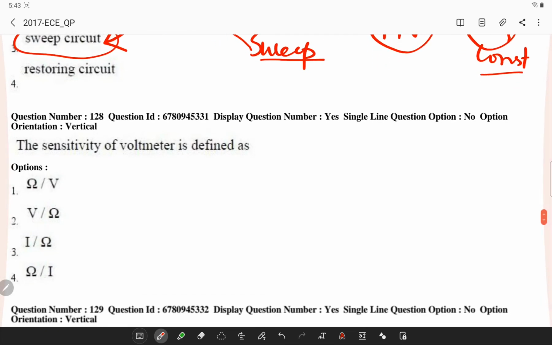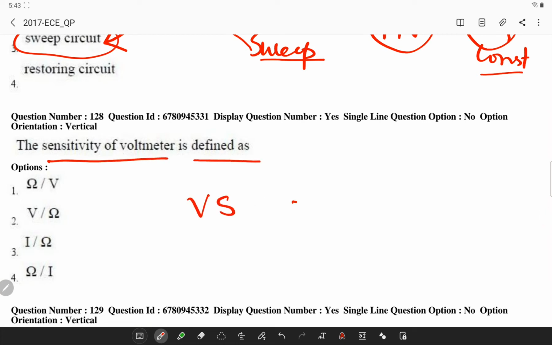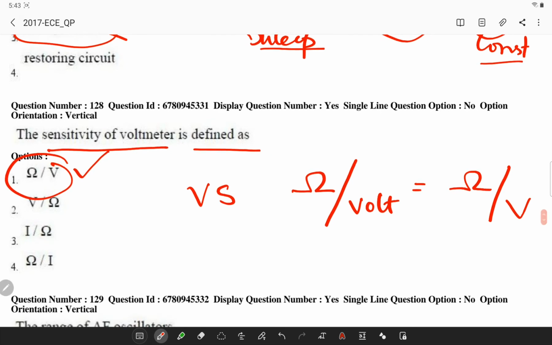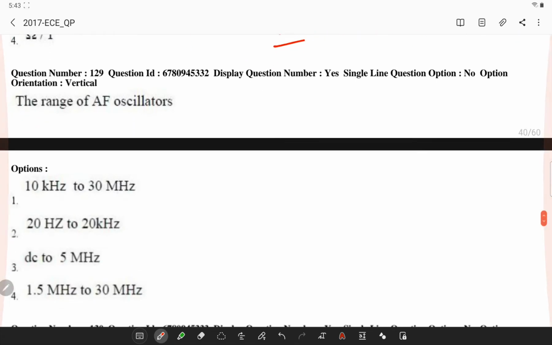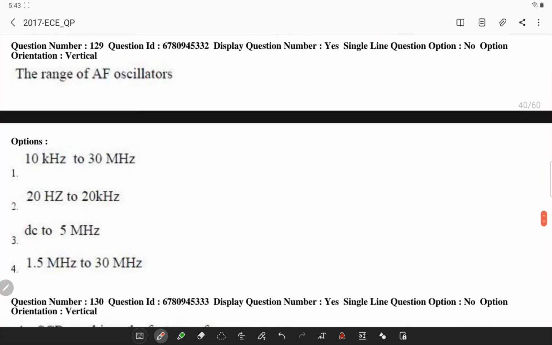Next, what is the sensitivity of a voltmeter? Voltmeter sensitivity is expressed in ohms per volt. This is the unit, so ohms per volt. If you see the options given, this is the first option. So voltmeter resistance does not change the position of the voltmeter. Remember this.